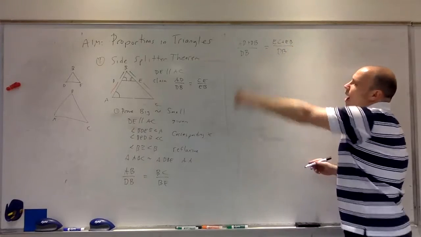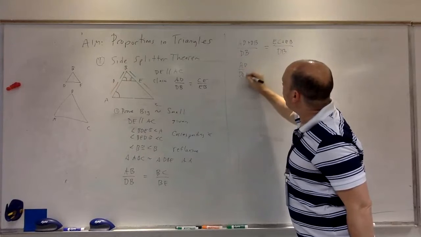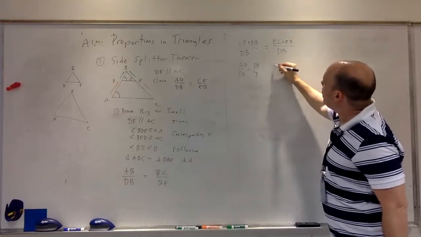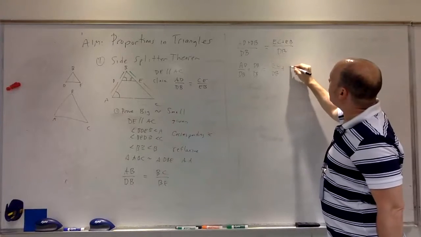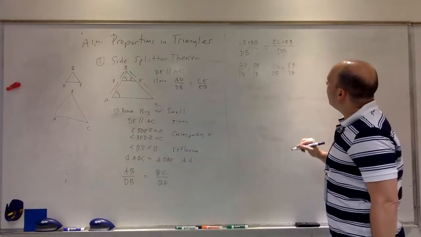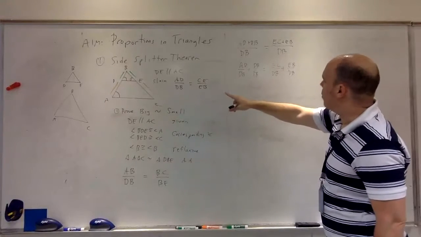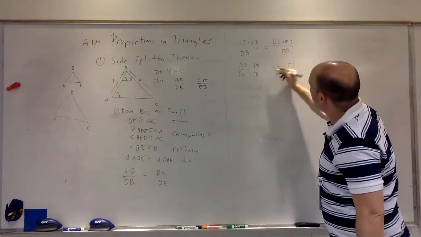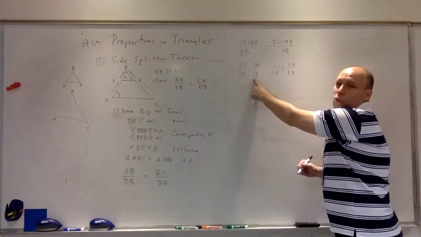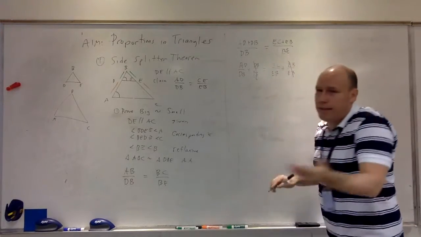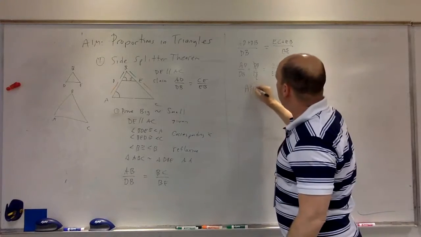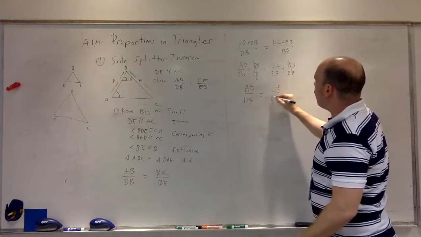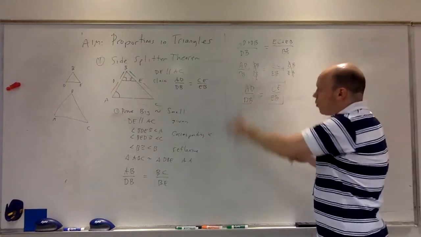Now, if you think about it algebraically, we have AD over DB plus DB over DB is equal to EC over BE plus BE over BE. Sorry, I apologize, it's BE, BE. Well, what you notice is that DB over DB is one, and BE over BE is one, so this cancels out with this. This is an algebra problem. And we're left with AD over DB is equal to CE over EB. And that's the trick. So that's the idea.